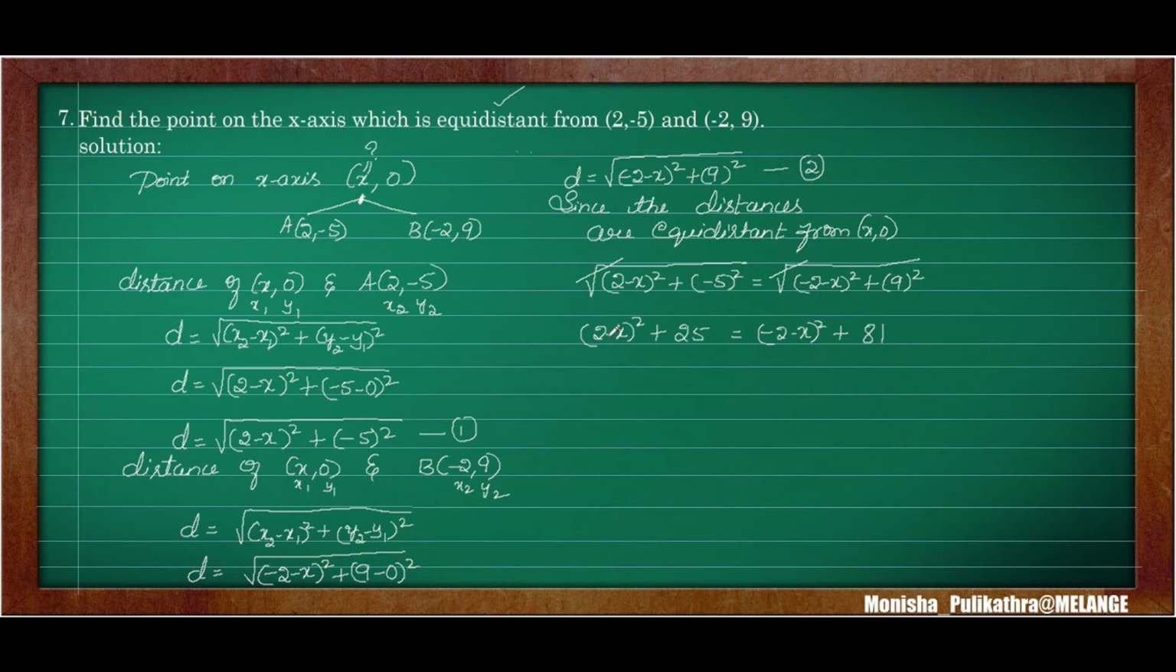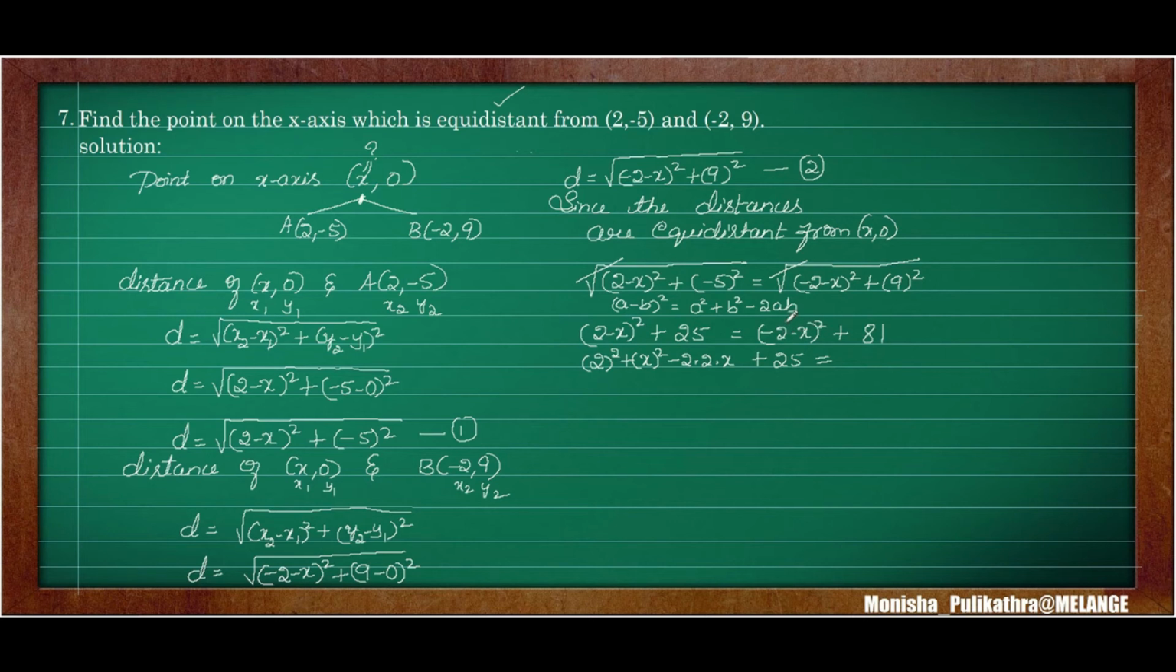So next we need to apply the (a minus b) whole square formula. So what is (a minus b) whole square? It is a square plus b square minus 2ab. Here a is equal to 2 and b is equal to x. So instead of this we need to write a square, that is 2 square, plus x square minus 2 into x, that is 2ab, plus 25.